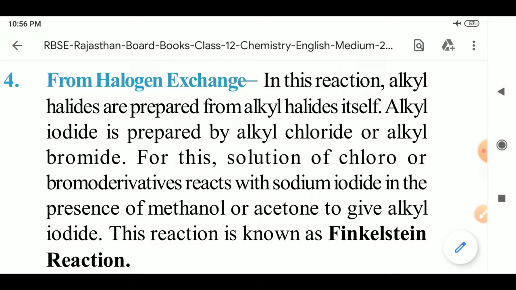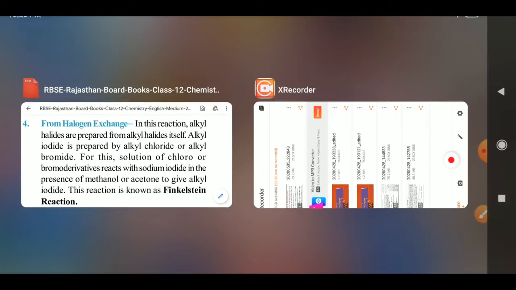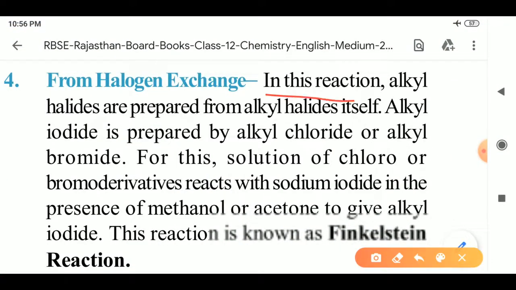Last video, before I taught you, I would like to tell you three more methods of preparation of haloalkanes. And here, that is the halogen exchange method. In this reaction, alkyl halides are prepared from alkyl halides itself. That line is important. Alkyl halides are prepared from alkyl halides itself.